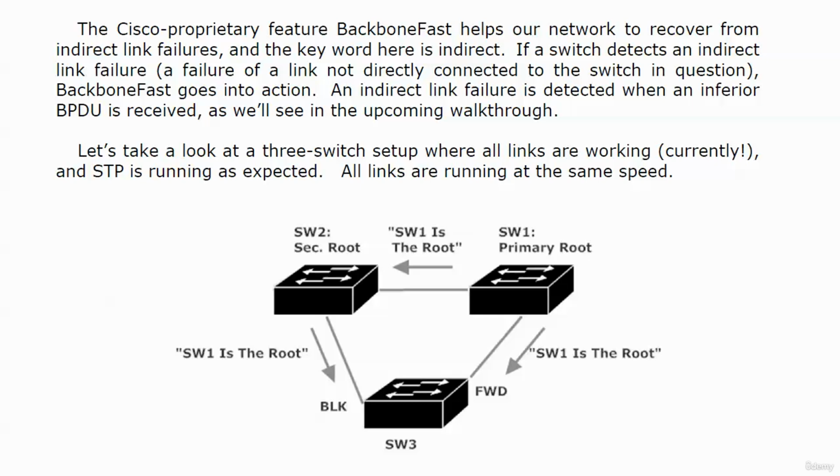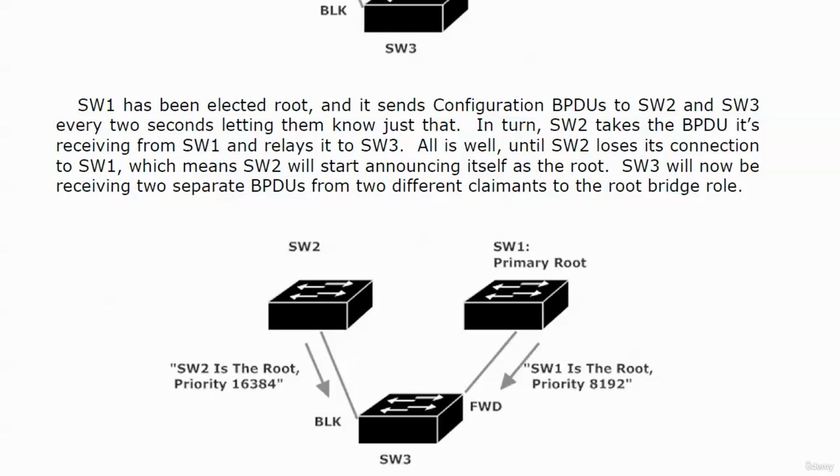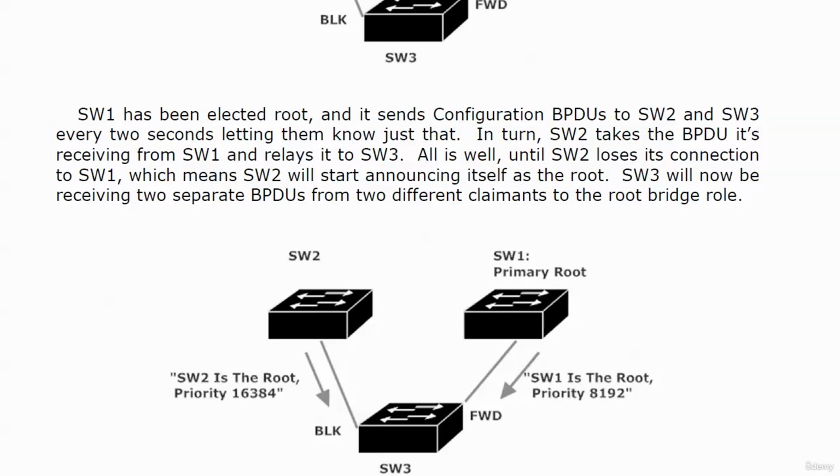Right now, we have switch 1, switch 2, switch 3. Switch 1 is the root, switch 2 is the secondary root. All links are working for now. STP is running as expected, and all links are running at the same speed. Switch 1 has been elected the primary root, and it's going to let the world know about it by sending out a config BPDU every 2 seconds. In turn, switch 2 is going to relay the one it's getting from switch 1 down to switch 3, and everything is just fine until switch 2 loses its connection to switch 1.